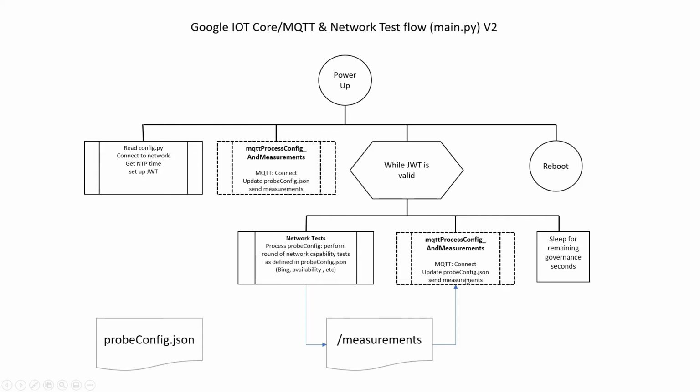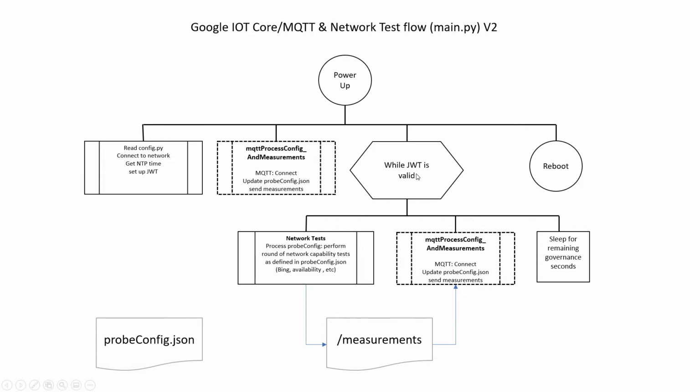Once it's run through one set of the tests, it's going to call the subroutine again. It'll get the latest MQTT process config information, but importantly it'll now send the measurements that it just collected up to Cloud IoT, and then finally it will sleep for the remainder of the governance seconds. So say it's set to 300 seconds or 5 minutes, then depending on how long it's taken to do this initial part will be the remainder seconds that it sleeps, and it goes around and does the same thing again.